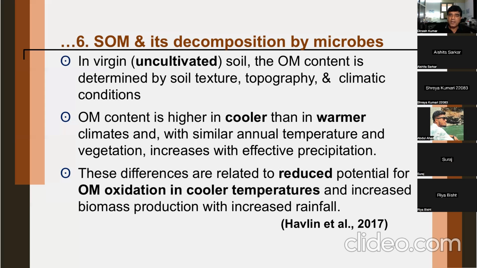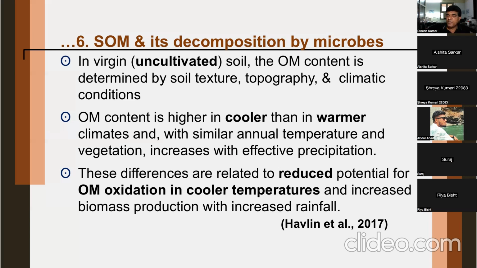Organic matter content is higher in cooler than in warmer climates, and with similar annual temperature and vegetation, it increases with effective precipitation. So you can see that there are a number of factors that affect the organic matter content in soil. First is temperature. Normally, under cooler conditions, you can have higher organic matter than warmer conditions. Temperature and rainfall or moisture are another factor. If you keep the temperature constant but increase the moisture percentage, then also you can have higher organic matter content in the soil. Why is it so?